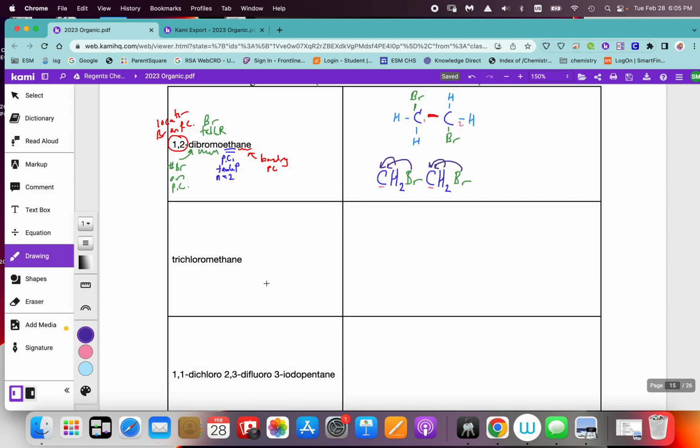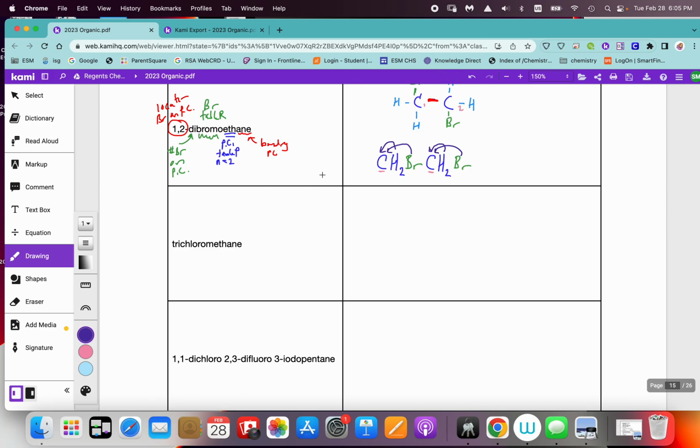Okay, so here we go. Here is another example. So here is my table P prefix. So that is my table P prefix, and that means meth means N equals 1. So that means I have 1 carbon, and it's ane because there's no other carbon for it to form a double or triple bond to it.